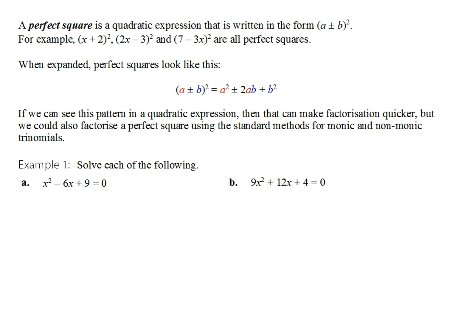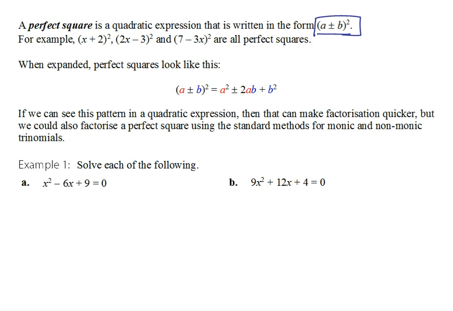A perfect square is a quadratic expression that is written in this form here: (a + b) all squared or (a - b) all squared. For example, (x + 2) all squared is a perfect square, (2x - 3) all squared, (7 - 3x) all squared, etc. They're all perfect squares.